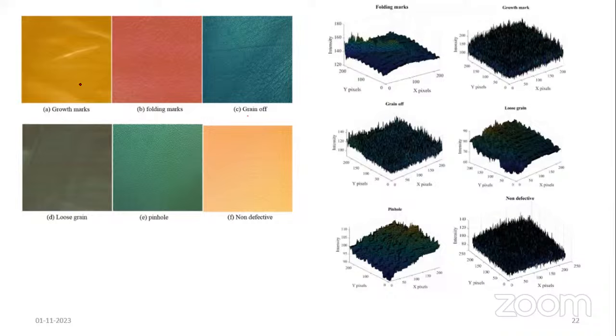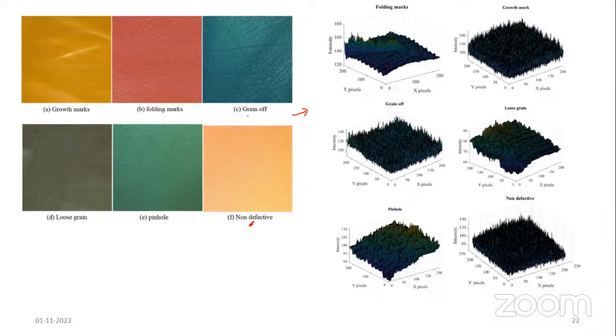So this is the growth mark. The growth mark is a folding mark, and the grain of is loose grains, pinholes, and it's non-defective. On applying an image processing technique using feature extraction, here we have applied a convolutional neural network for getting these input values.